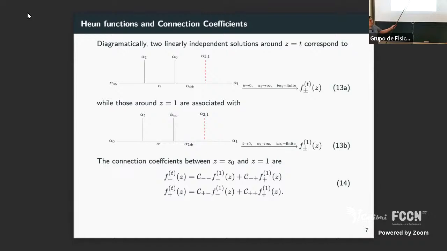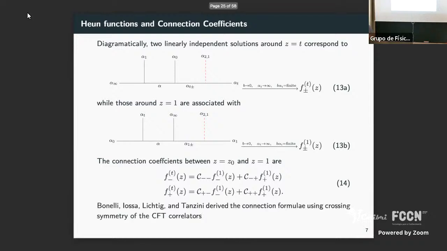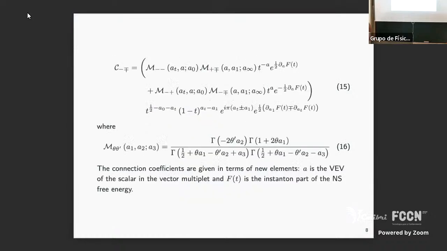You can express the solution to the Heun equation as a semi-classical limit of the conformal blocks. And the connection coefficients, you computed them using crossing symmetry as well. You use the limit, and then you use crossing symmetry and the OPEs to compute these connection coefficients. So essentially they computed using the crossing symmetry of the CFT. And then the connection coefficients are given in terms of this M, which are like the connection coefficients of the hypergeometric.